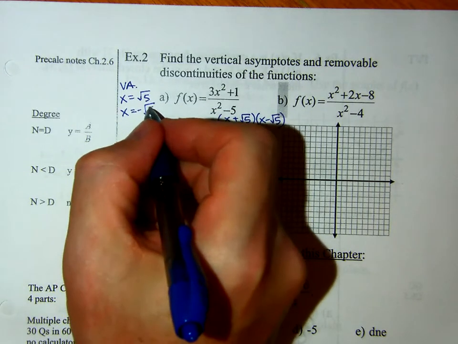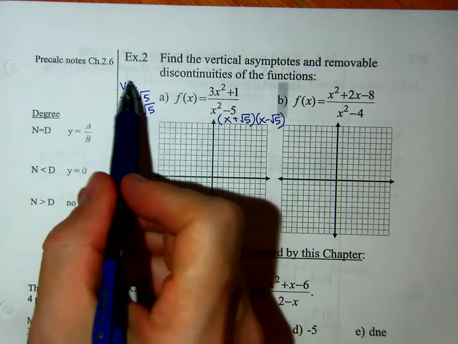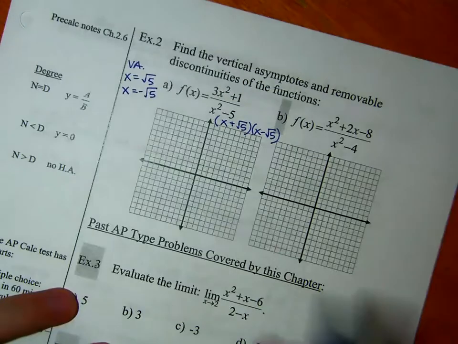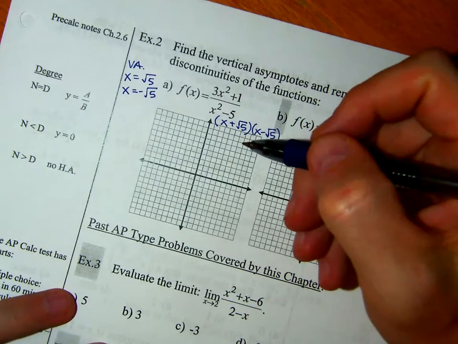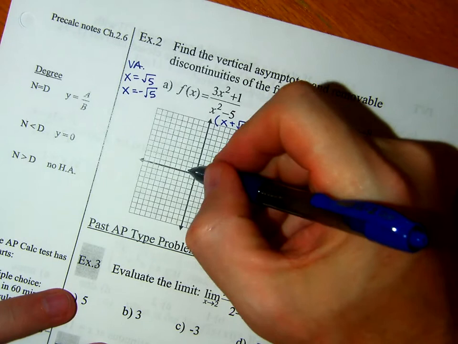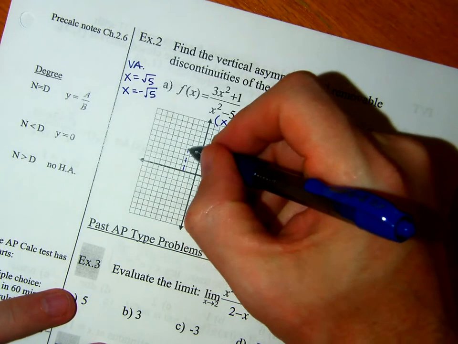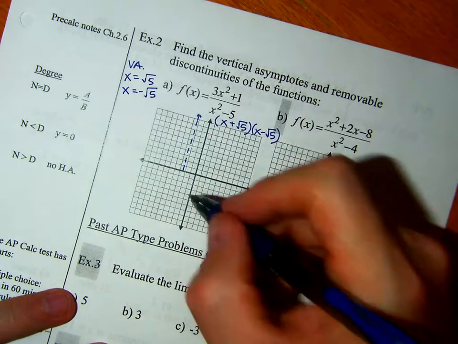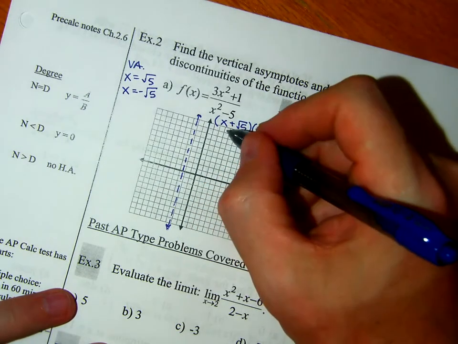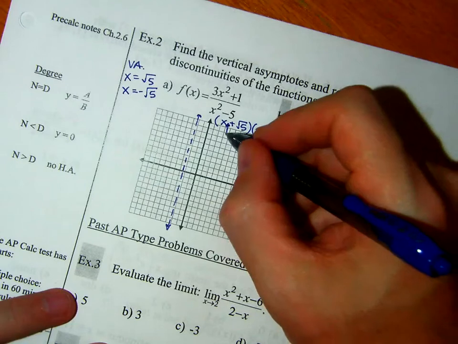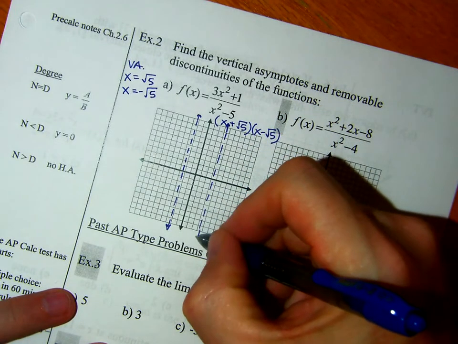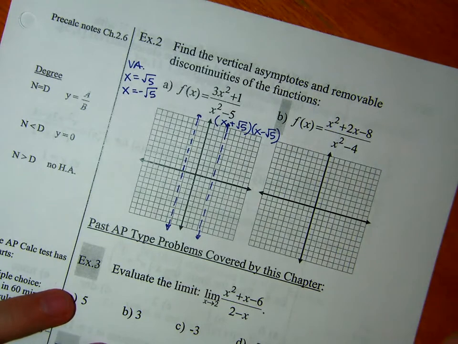And you want to make sure you put x equals, because a vertical asymptote is a line, and we want to have that on there. So what we can do here is approximate where that would be. So radical 5 is a little bit more than 2. So that's going to be over here between negative 2 and negative 3. Doesn't have to be perfect. And this will be in between positive 2 and positive 3. So a little bit closer to 2. So we have those asymptotes there.